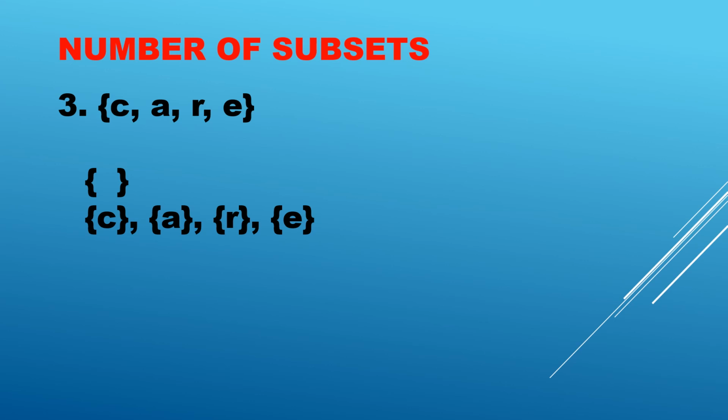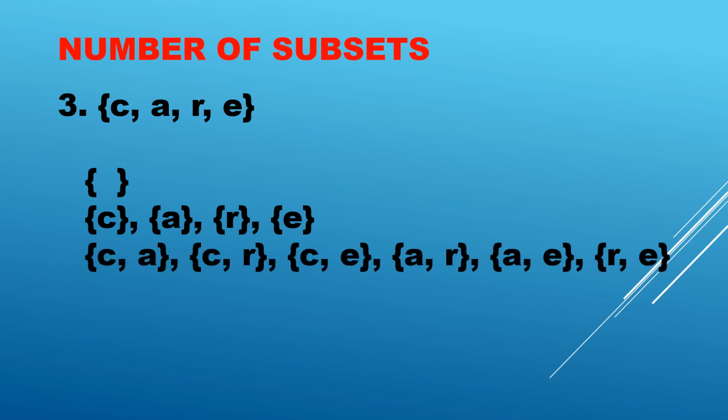Next, combination of two letters. We have CA, CR, we have here, then CE here, then we have AR, AE, and RE. Okay, may nakalimutan pa ba tayo? I think wala na. We're done with combination of two letters.